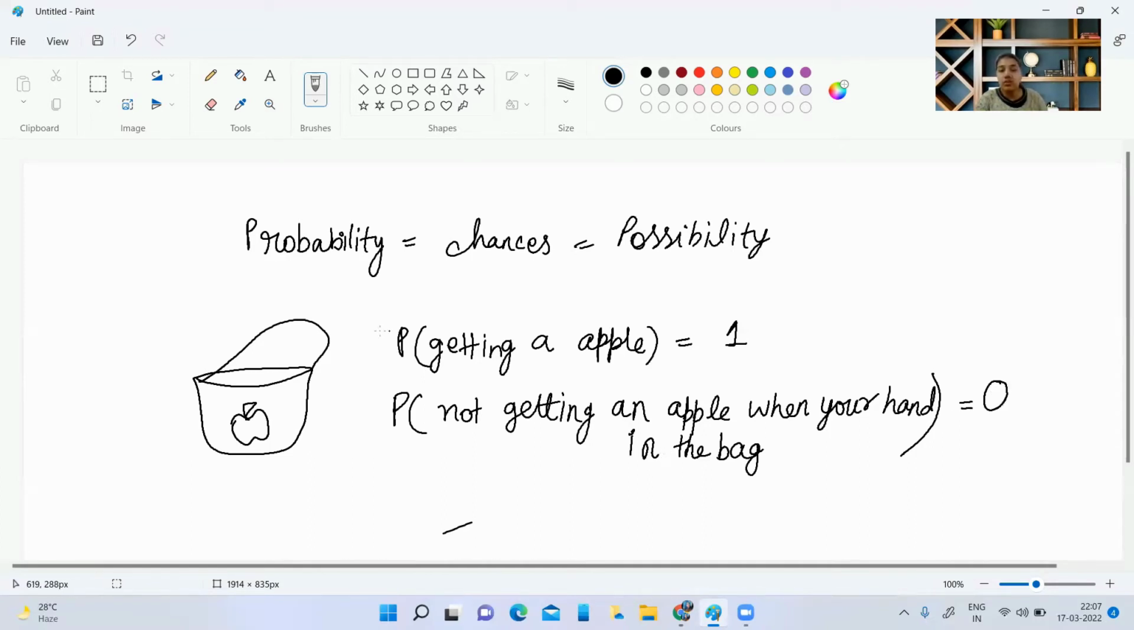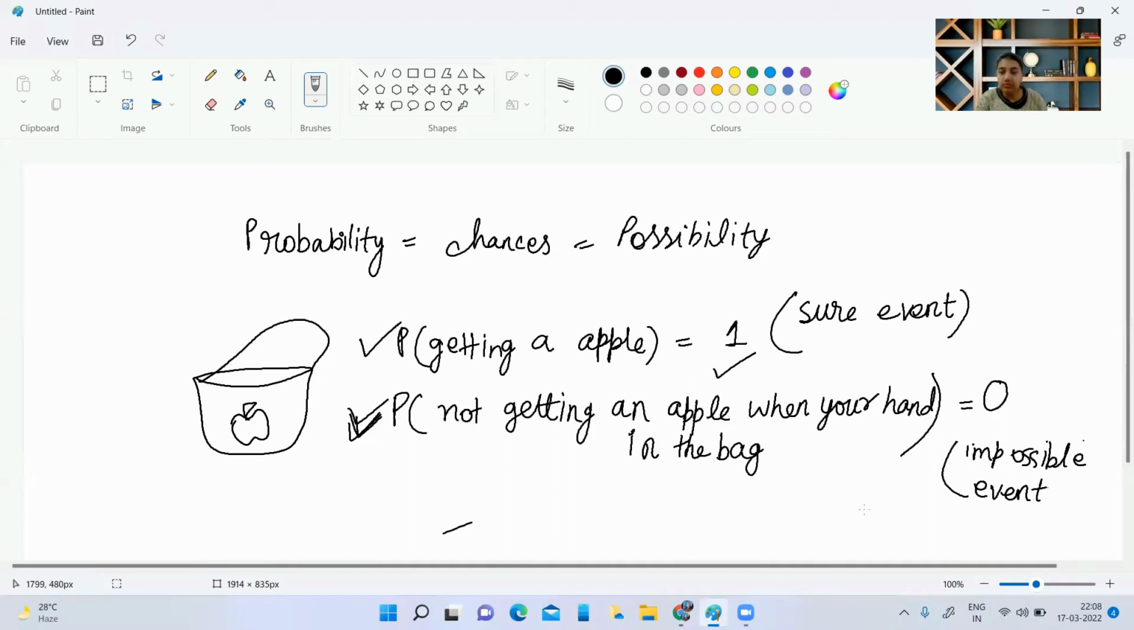So whenever there are sure circumstances, because we are very sure that we have an apple inside this bag, this is called a sure event, or certain event. In every sure event, the probability is 1. Whenever the event is not possible, as in this case where the event was not possible, we call it an impossible event.